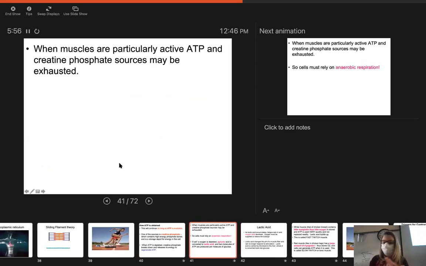So here we go. When muscles are particularly active, I'm on your paragraph, and creatine sources may be exhausted. Wait a minute, I'm not taking creatine, so I shouldn't work out. You have a natural source of creatine in you. If I take extra creatine, does that mean I'm gonna buff up? No. It means I'm gonna be able to recycle my energy faster. So if I can get more energy, I can work out longer. And if I work out longer, then I'm gonna get stronger. And if I get stronger, I can work out longer. Do you see how it's like a cycle?